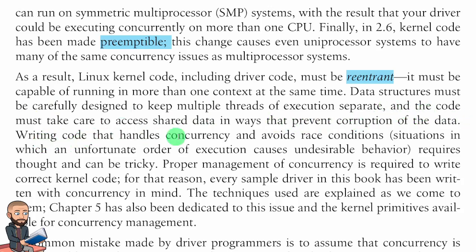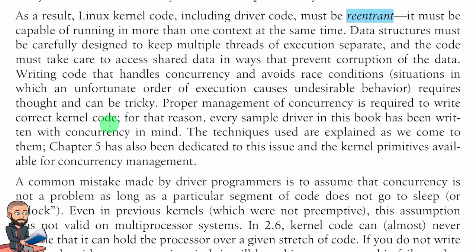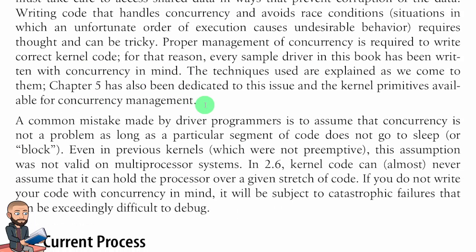Writing code that handles concurrency and avoids race conditions, situations in which an unfortunate order of execution causes undesirable behavior, requires thought and can be tricky. Proper management of concurrency is required to write correct kernel code. For that reason, every sample driver in this book has been written with concurrency in mind. The techniques used are explained as we come to them. Chapter 5 has also been dedicated to this issue and the kernel primitives available for concurrency management.